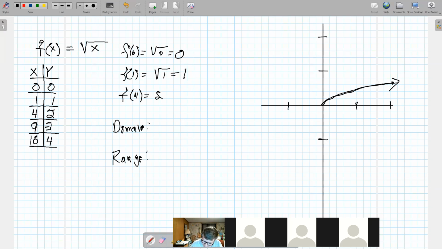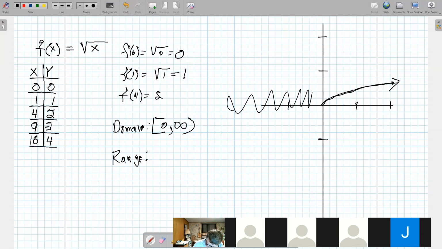What's the domain? Can you tell? Isn't it negative infinity to positive infinity? Well, negative infinity would be over here in terms of x's. Where does x start? It's 0. Ah, there you go. And where does it end? Positive infinity. There you go. How about the range? Where does it start? At 0. Mm-hmm. And where does it end? Positive infinity. Good.